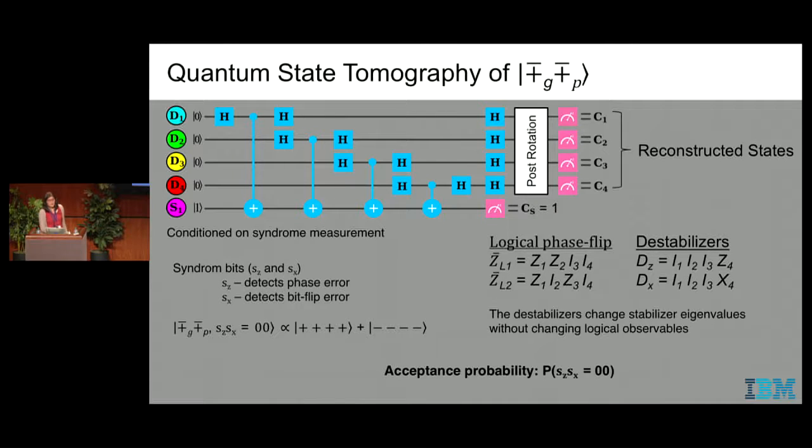Typically for reconstructed states, you'll use the computational basis, but to look at these logical qubits, we're going to define a new basis where the first 2 strings are going to be the logical states, and then the third and the fourth are syndrome bits, where one of them detects the phase error, and the other one detects the bit flip error. These syndrome bits could be flipped by using these destabilizers, and these change the stabilizer eigenvalues without changing logical observables.